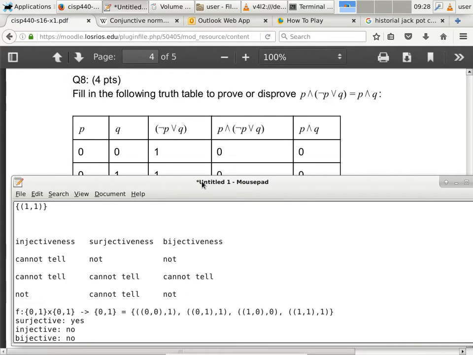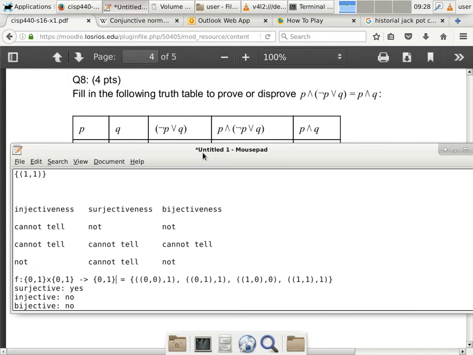There we go. Okay, so I want to use a truth table to prove that P and (not P or Q) is the same thing as P and Q. But this time I don't want you to use resolution, and I don't want to use Boolean algebra. I just want to do it another way, which is also really easy. Use a truth table.